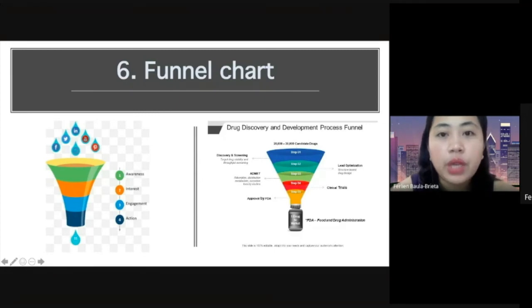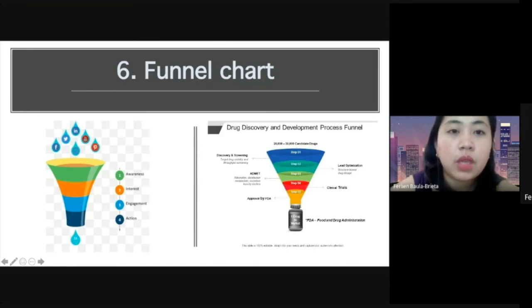On the other hand, this one is very familiar to us. This is the process of drug discovery. Step 1, discovery and screening. Step 2, lead optimization. Step 3, we will discover the ADME. And then step 4, the clinical trials. Step 5 is approval by the FDA. And the last one, for example, is our COVID-19 vaccine.